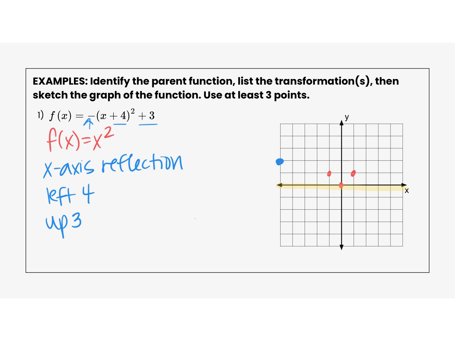I'm going to do the same thing with the other 2 points. So when I reflect 0, 0, it doesn't change. So I'm just going left 4 and up 3. And then 1, 1, I'm reflecting, and then I'm going left 4, up 1, 2, 3. And so this is what the graph of my new function looks like with those transformations.